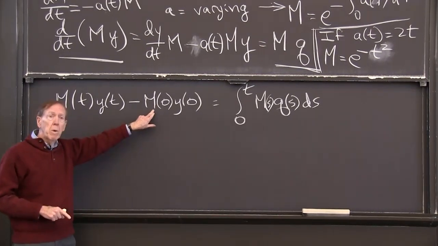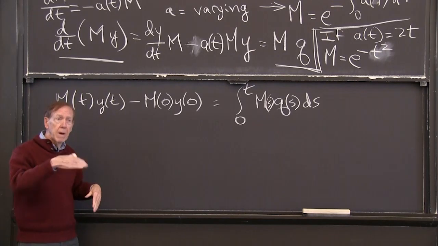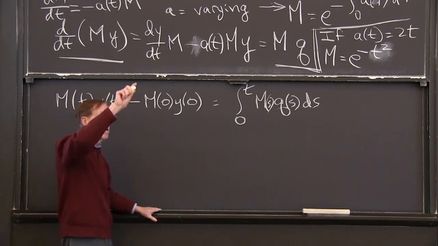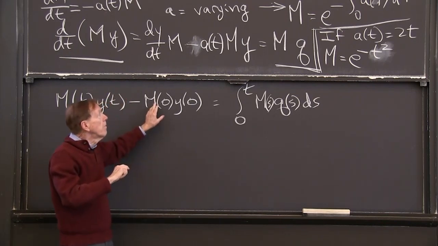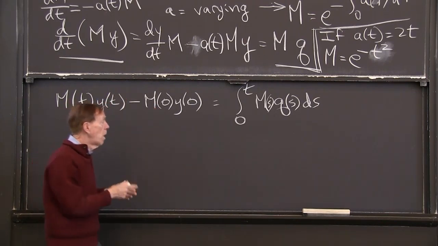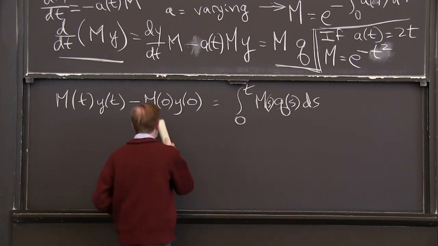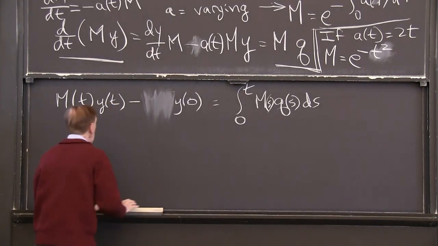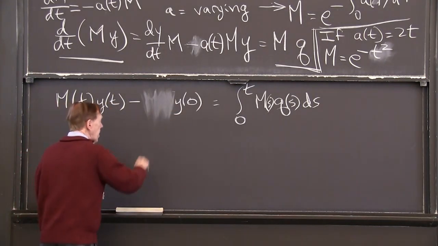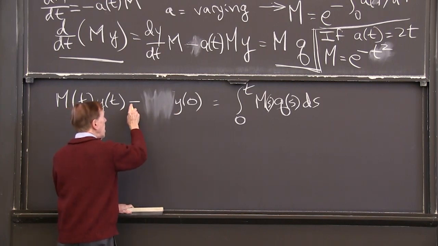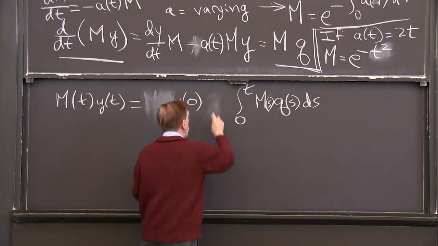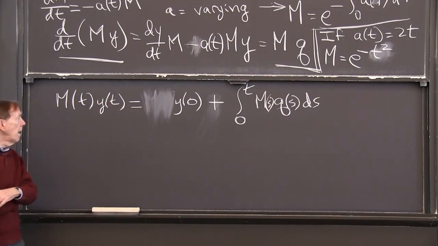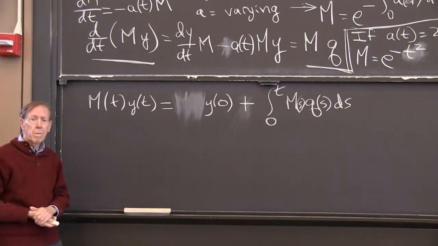First of all, do we remember what m of 0 is? That's the growth factor at 0. It's just 1. Nothing's happened. It's the exponential of 0 in our formulas for m. M of 0 is 1. That's where m starts. I can remove that. Okay. And now let me put that on the other side. So this will be equals y of 0 plus that. And now if I divide by m, I have my answer.